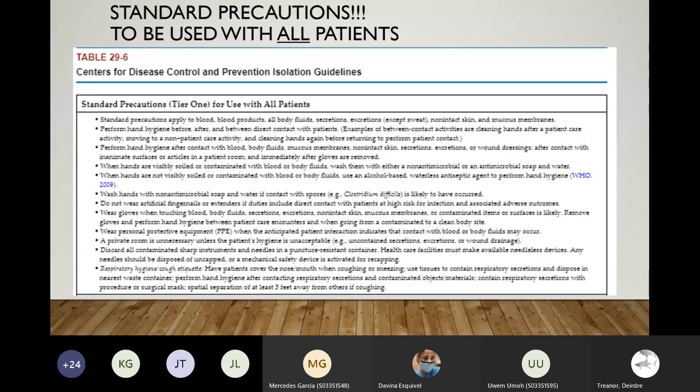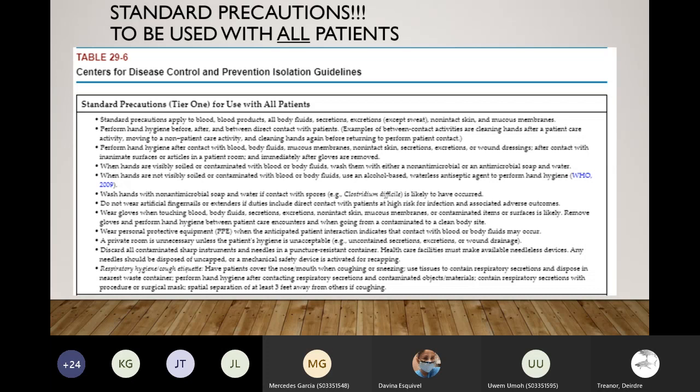Standard precautions. Use these with all patients, period. End of story. Hand hygiene before, after, and between direct contact. Hand hygiene after contact with blood, body fluids, mucous membranes, non-intact skin, secretions, excretions, wound dressings, with inanimate surfaces or articles in a patient room, and immediately after gloves are removed.